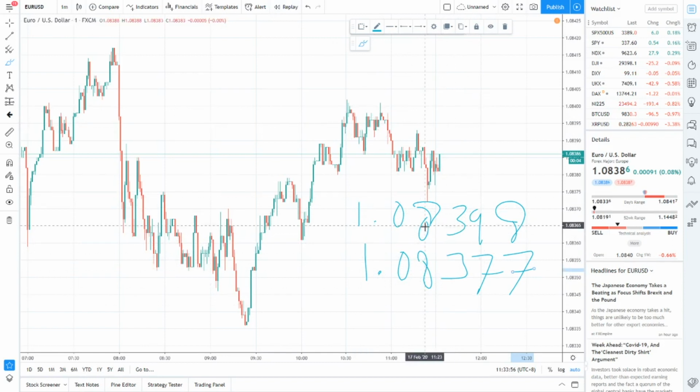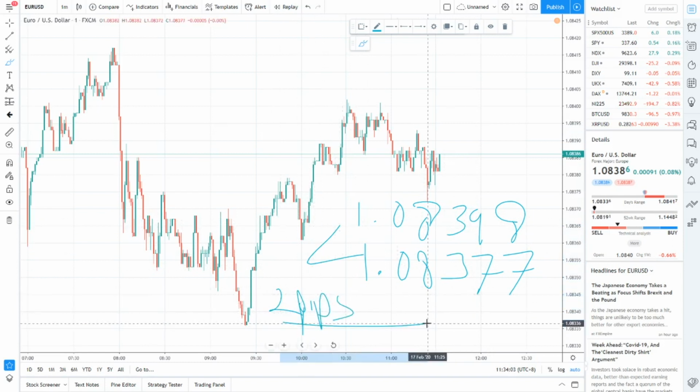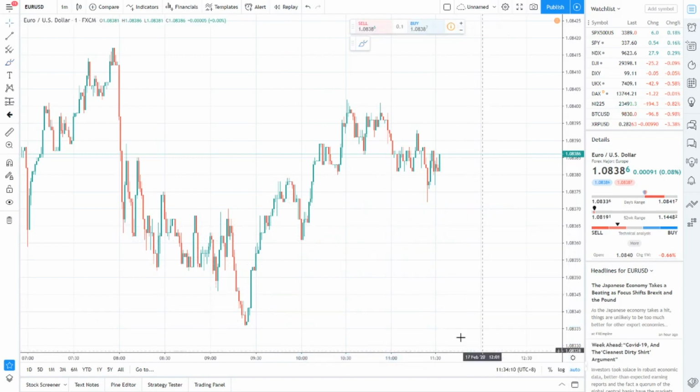So what is the difference between both of these? It's actually somewhere around 2 pips. As you can see, 9 minus 7, it's 2 pips. So that's what we call pips. It's just a rough idea of a pip.